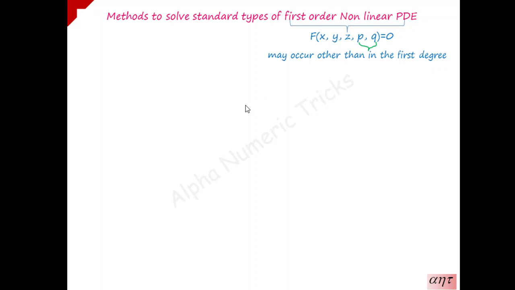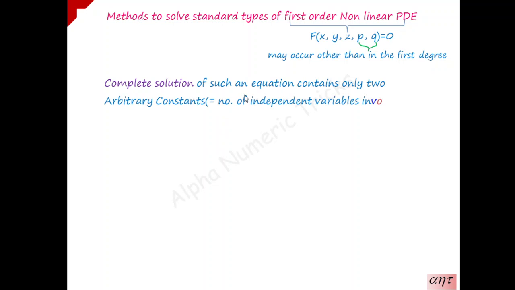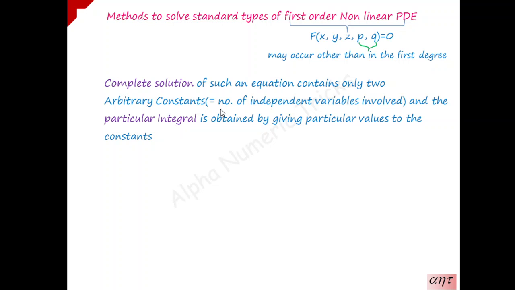Now we are going to see what are all the standard types available in first order nonlinear PDE and how to get the solutions of those types of equations. Before starting with these types, we will recollect some of the definitions which we have already seen. First one is the complete integral or complete solution. This contains the number of arbitrary constants equal to 2, which is equal to the number of independent variables in our problem. Because in the first order PDE we have two independent variables x and y, the solution must contain two arbitrary constants in the complete solution. And the particular integral is obtained by giving particular values to the arbitrary constants in the complete integral or complete solution.